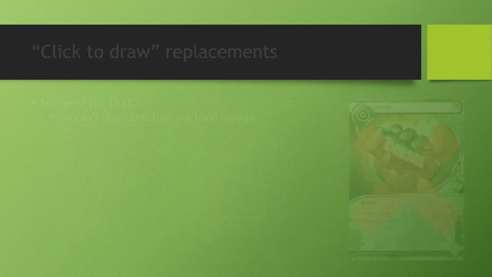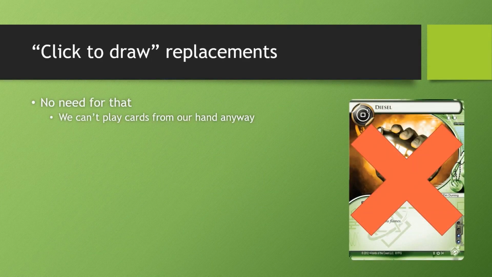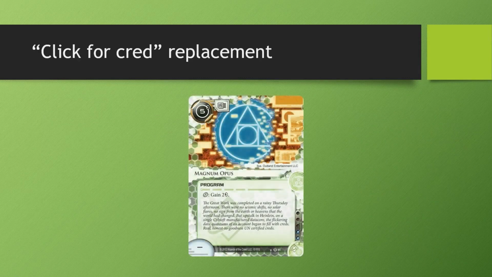We need a replacement to draw as well. We can't click to draw. However, this deck doesn't need to draw. Don't forget, we can't play cards from our hand anyway, so there is no need for any draw abilities. So we can happily skip draw. We will be stuck with the opening cards in the opening hand from the start of the game to the finish. Now, what about clicking for credits?